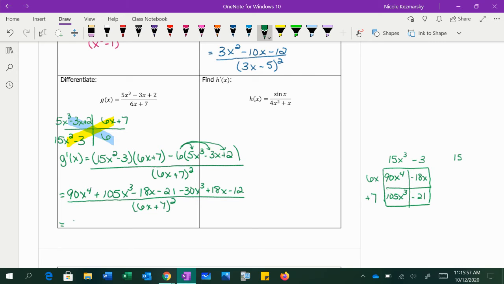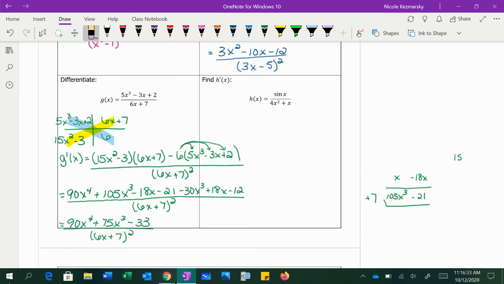And then combining like terms, the 90x to the 4th doesn't have a like term. I do have x cubes. So that's going to be plus, let's see, minus 30 is 75x cubed. The 18x's cancel out. And then I've got minus 21 minus 12, so minus 33. Divided by 6x plus 7. Hopefully I haven't messed up any of my arithmetic on that one. Okay.